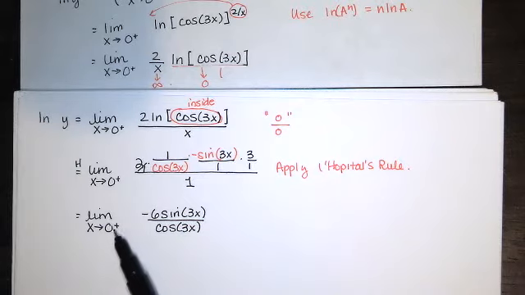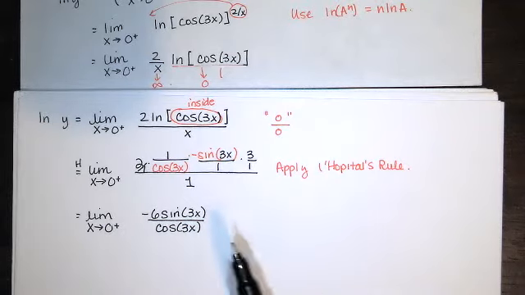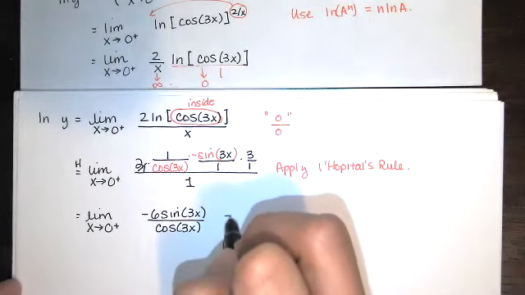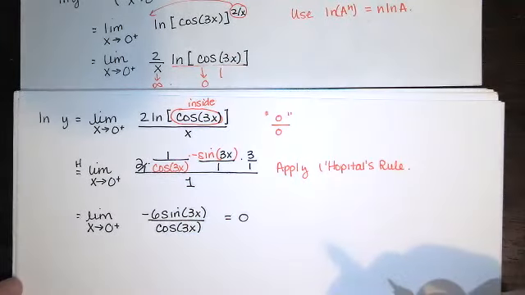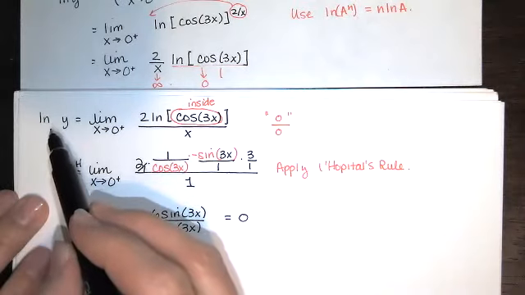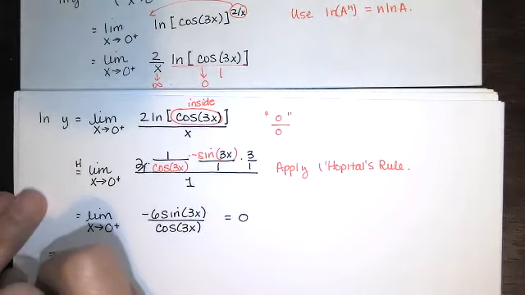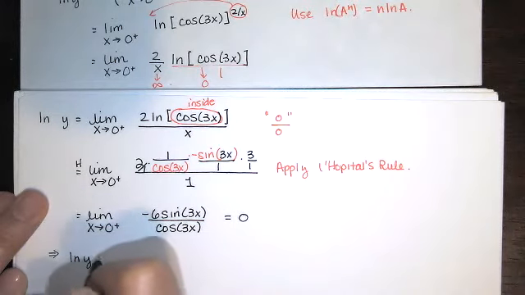As x approaches 0 from the right, sine of 0 is approaching 0. So that numerator is approaching 0. The denominator, that's cosine of 0, that's 1. So we have 0 over 1, and we get 0. Okay, so natural log of the limit that we were looking for is equal to 0. So now you just want to solve for y.